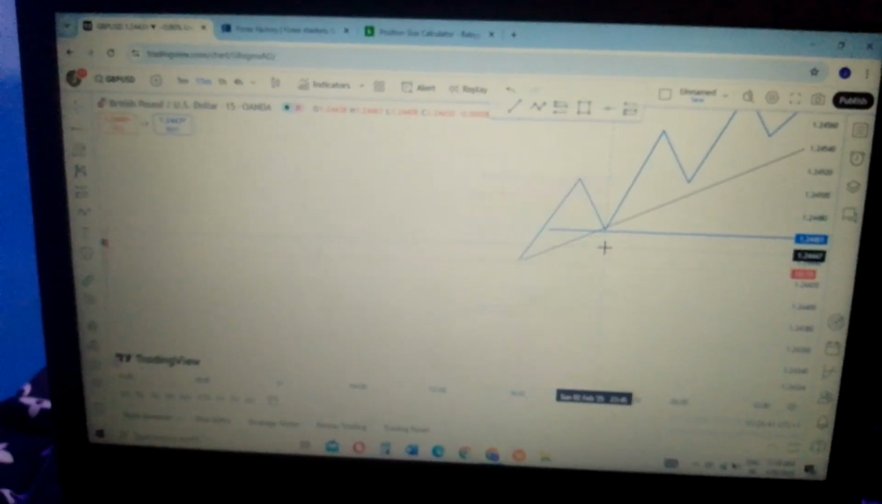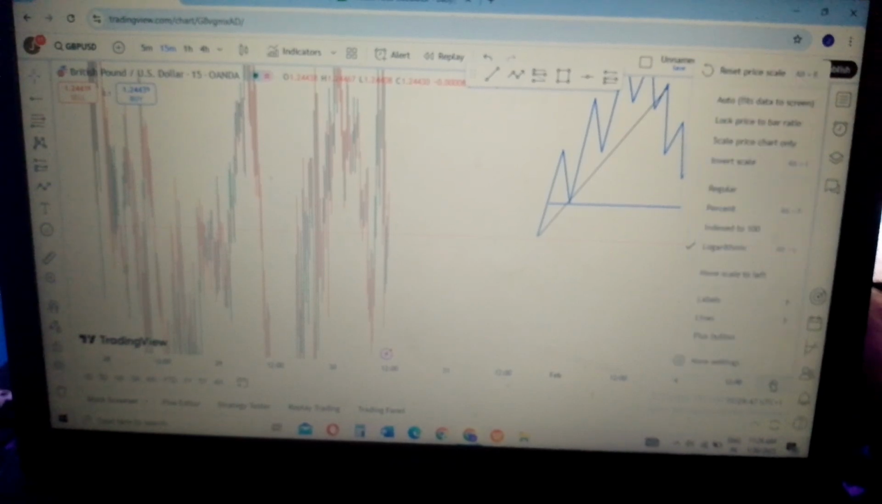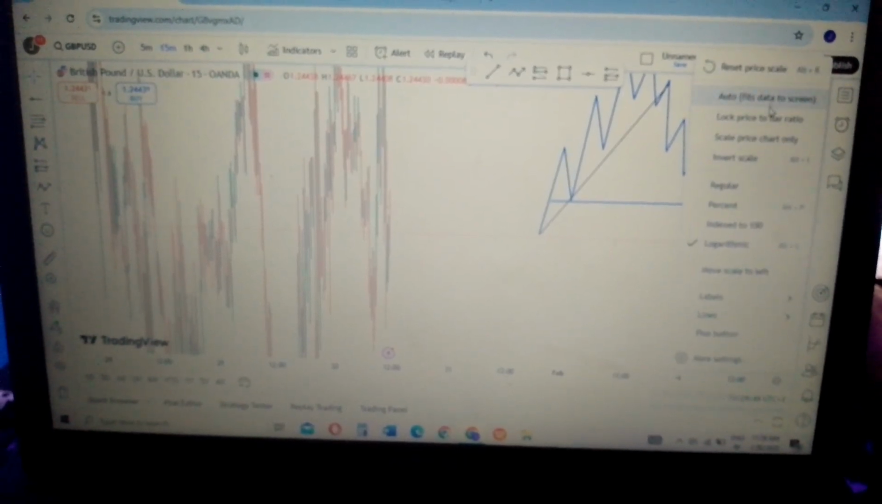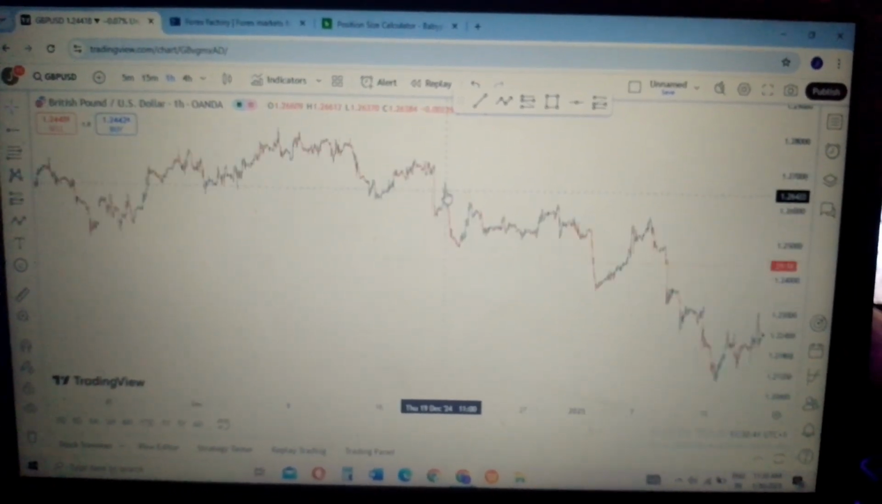So let's go to the live chart. I'll tell you guys what I mean by everything that I've been teaching. So this is a live chart. Like I said, it is only used in the trending market.